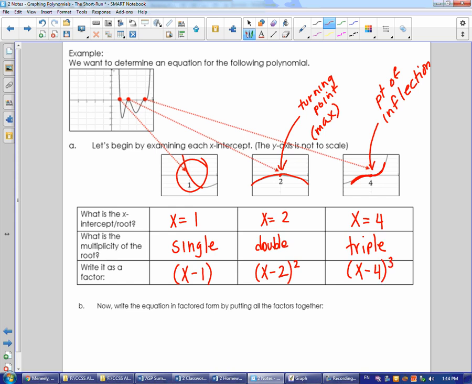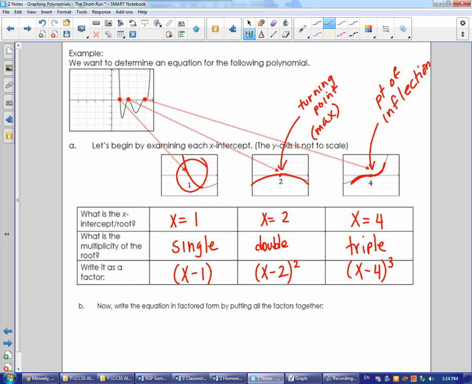Sometimes when you're looking at a graph, especially if it's very, very steep, it's hard to tell the difference between a single and a triple. So if you've graphed a polynomial and you're finding it hard to determine if it's a single or a triple, you can always zoom in.